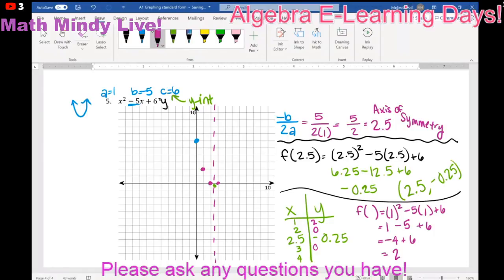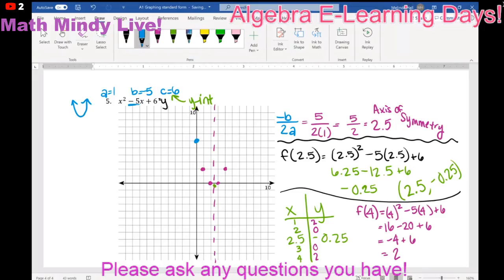And then at 4, again, you just kind of have to plug them in one at a time, which I know is sometimes obnoxious, but you can do it. When you plug in 4, 4 squared would be 16, and then negative 5 times 4 would be negative 20. And so then 16 minus 20 would be negative 4 again, and that would give us positive 2 again. And so then 4 up 2, and then you can draw your parabola.